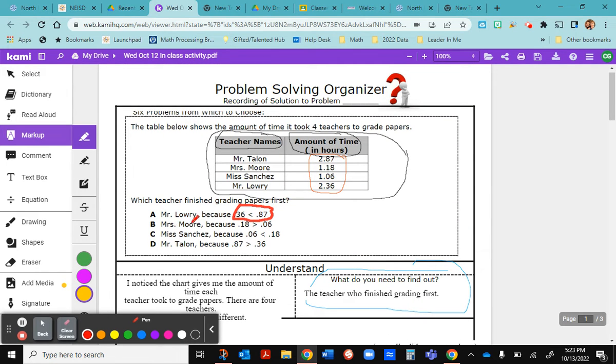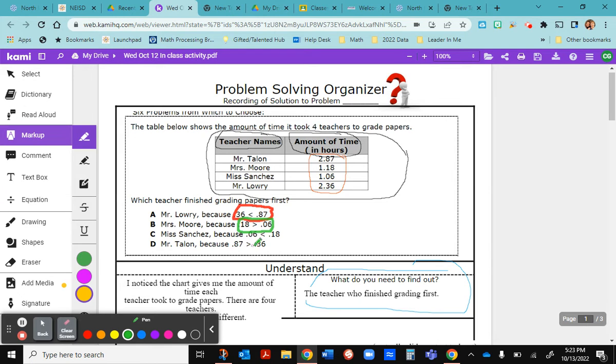Let's look at this next one. Miss Moore, because 1800ths is greater than 600ths. Well, let me switch my pen color here. Let me go to a green because I used red. This is a true statement. We know that 1800ths is greater than 600ths, but did Miss Moore finish first? She had the greater time, but she was not the first one to finish. So do you see how we're understanding the process?